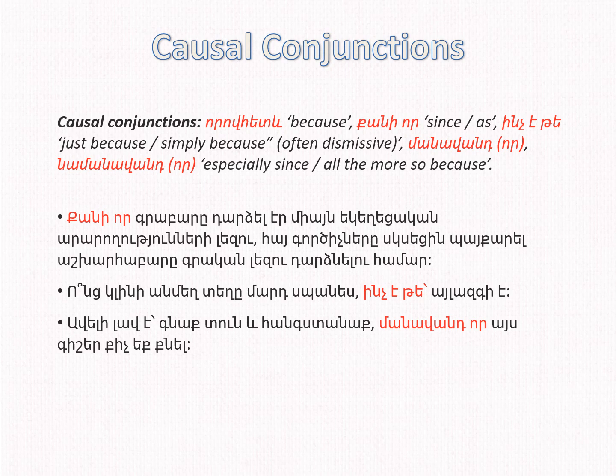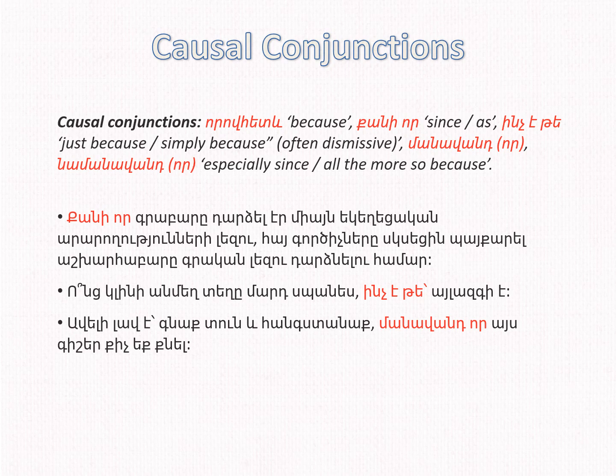Causal conjunctions express the reason for an action or a situation. The most common conjunctions are vorov hetev, because, and kanivor, since or as. They introduce a clause that explains why something happens. The expression inchete has a dismissive nuance and is better translated as just because or simply because. Finally, manavandvor and namanavandvor mean especially since, or all the more so because, and are used to strengthen the reason.